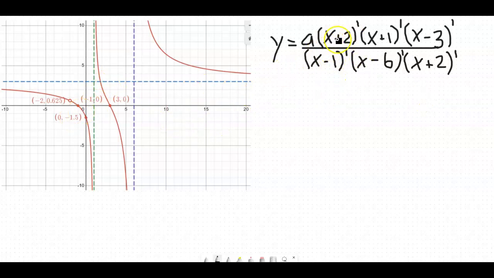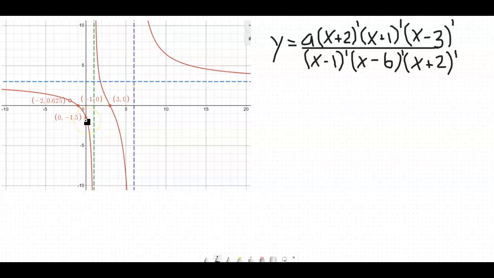So we've got a lot of odd. So we've got almost our entire function built. The only thing we really need to know is what is this a value? And in this case, we can go ahead and use the y-intercept to solve.